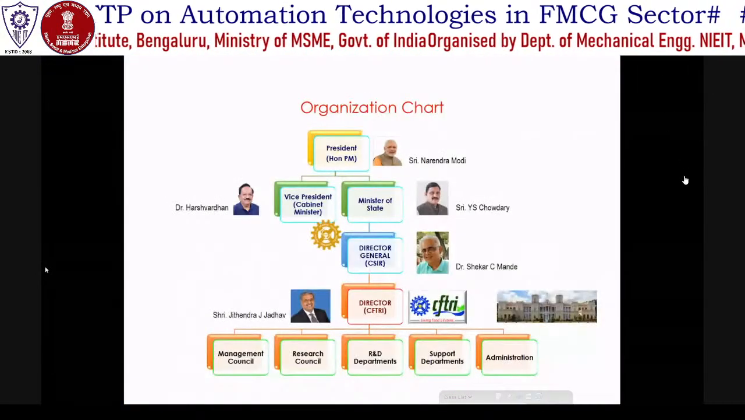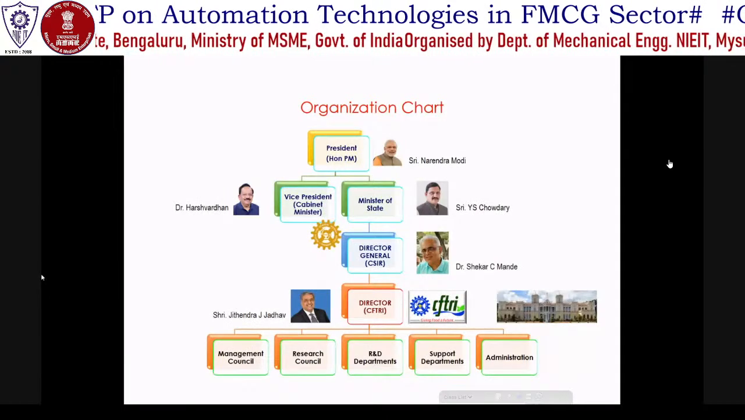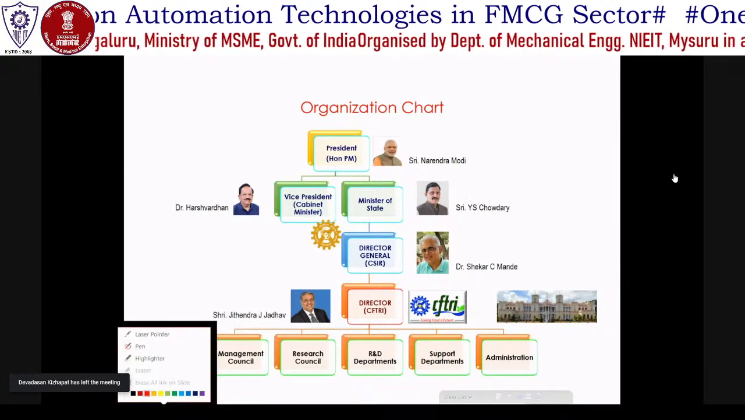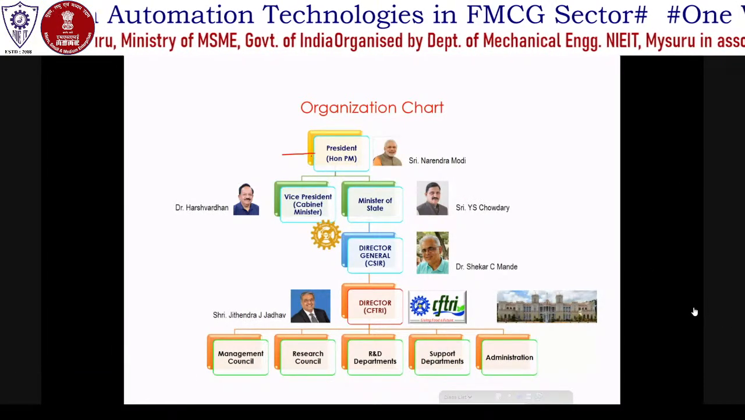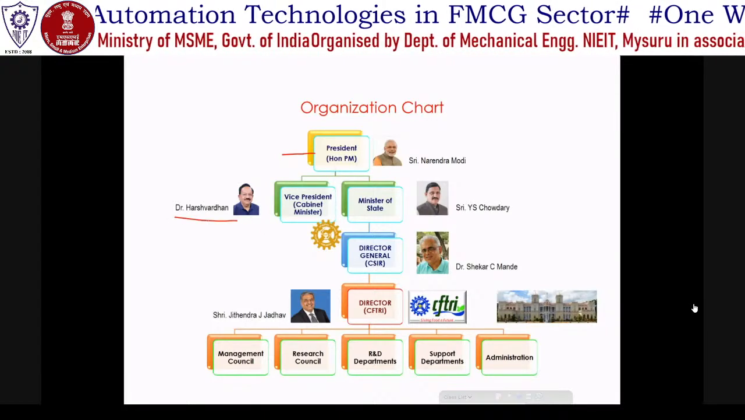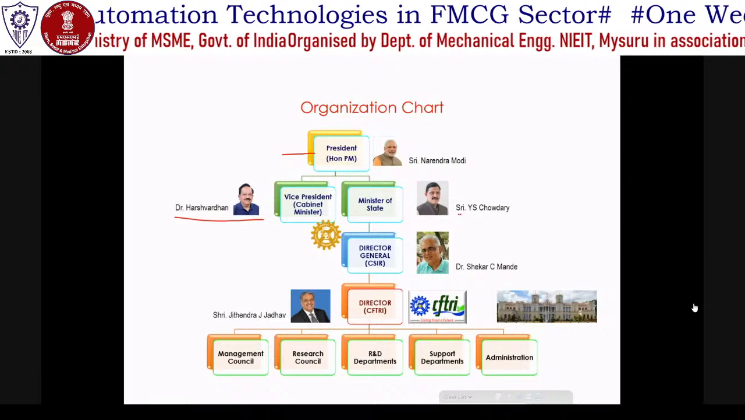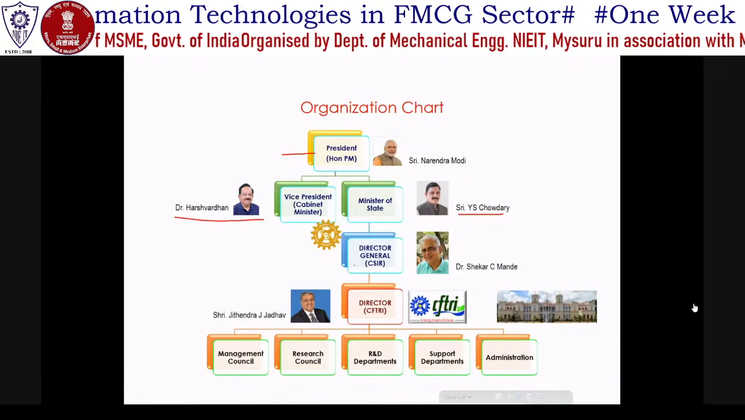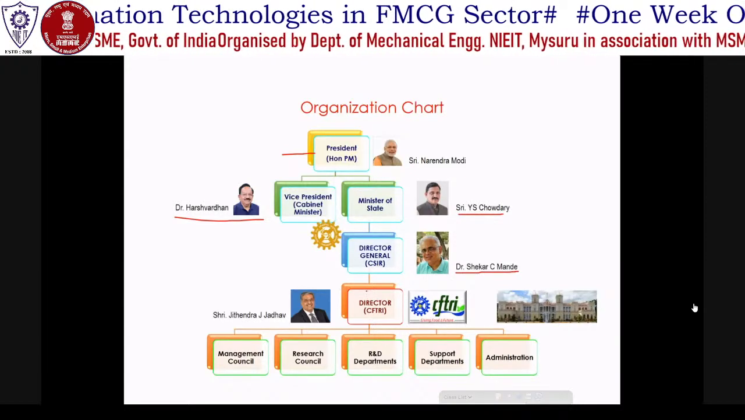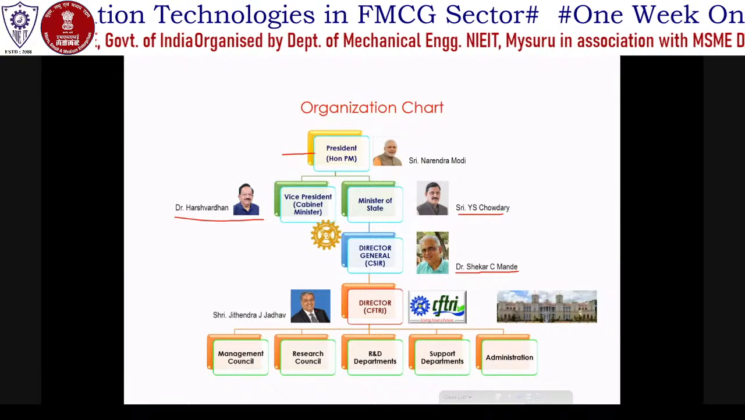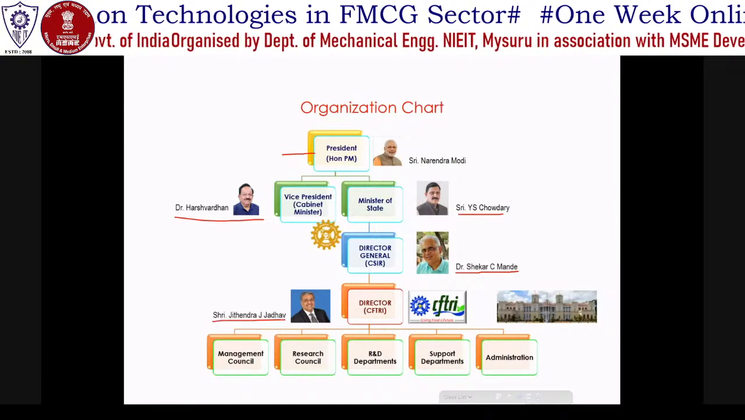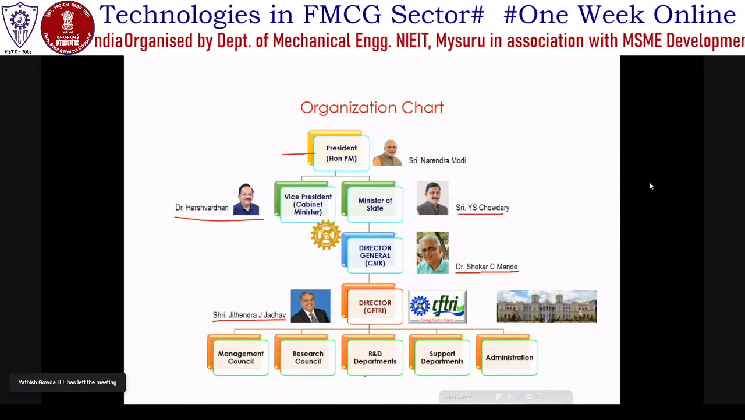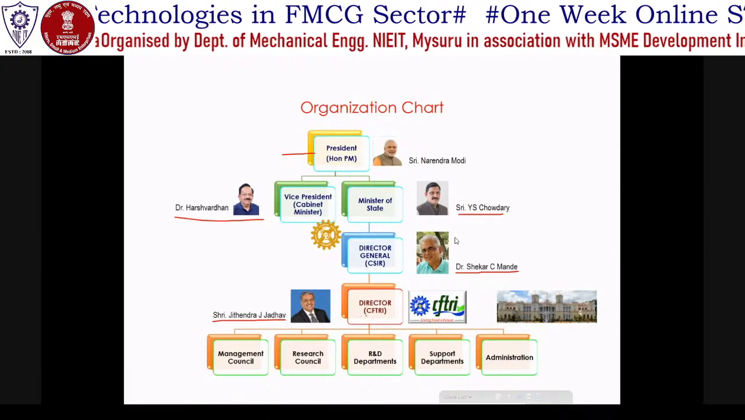Just to give an idea about what CSIR is, there are about 38 laboratories in the country, and all of them are headed by the Honorable Prime Minister of the country. So he is the president, and the vice president would be Dr. Harshvardhan, the cabinet minister, Minister of State Sri Chaudhary, and under him would be the Director General of CSIR for all the laboratories, Dr. Shekhar C. Mande. And out of the 38 laboratories, one is CFTRI. At present, we have Sri Jitendra Jadhav. And in CFTRI, we have the Management Council, Research Council, R&D department, support departments, and administration. So this is the organization chart.